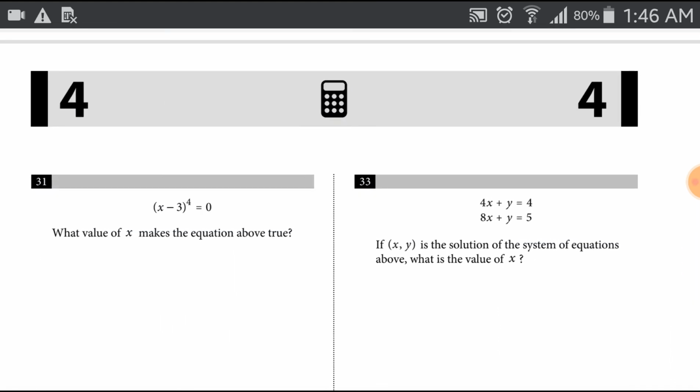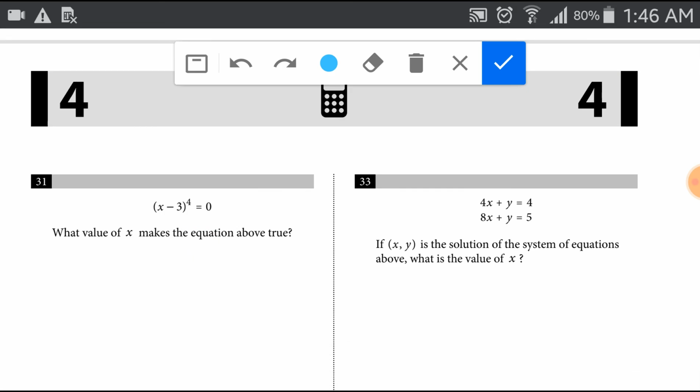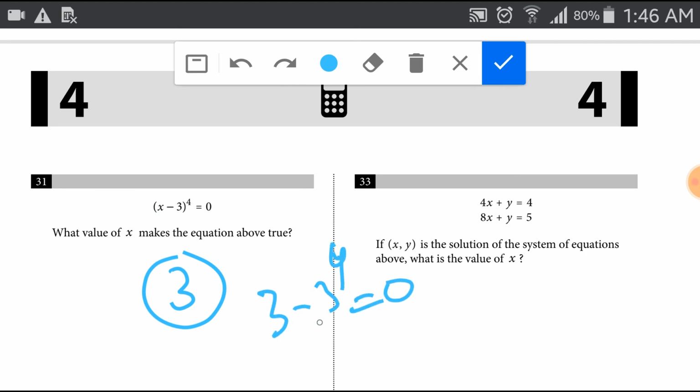Actually, let's do 31. So which value of x makes this equation true? That's not hard to guess. That's just a 3. When you plug in a 3 in here, you get 0. So you don't really have to do anything for this question. Just notice that when you plug in a 3, you get 3 minus 3, which is just a 0, right? 3 minus 3 to the power 4 is a 0, and that's equal to the right hand side.